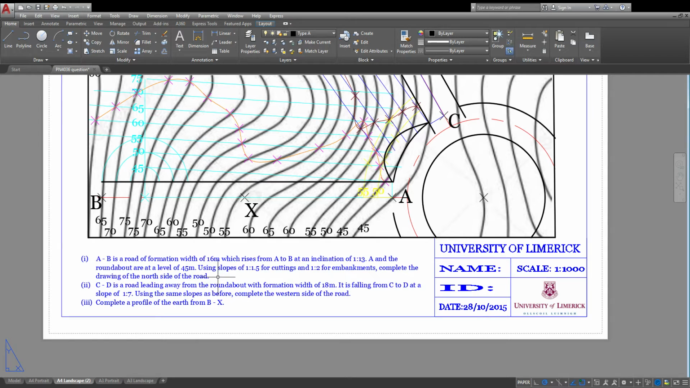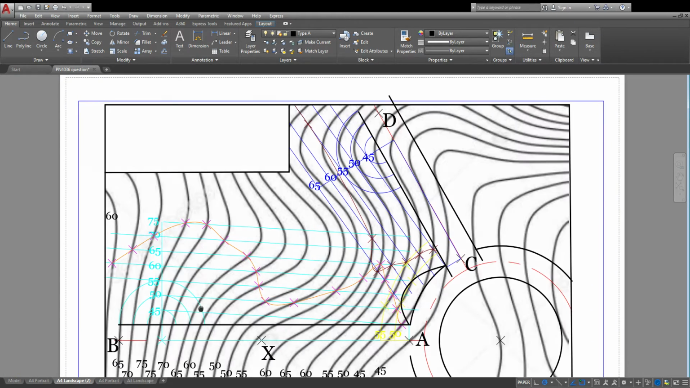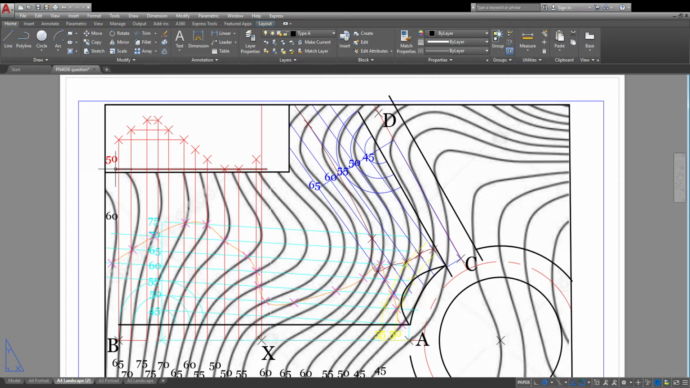The third part of the question: complete the profile of the Earth from B to X. So we have B to X as shown here, the profile of the Earth. I'm just going to bring up the constructions of the profile. So what we have here is we've gone B to X. We're bringing up every point where the line BX crosses a contour line, brought straight up. And I've drawn this line here, highlighted, to act as the baseline we work from.